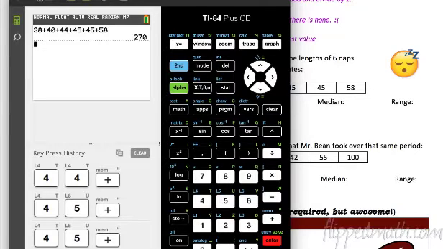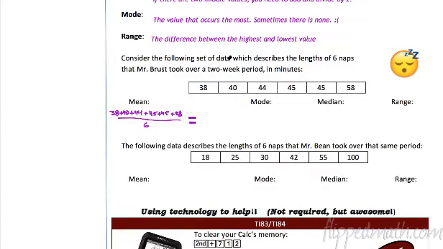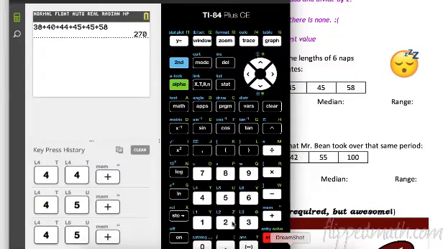But here's our calculator. I'm going to add them all together, and I hit enter, and it's 270. And I need to divide by 6 because there's 6 numbers there. But again, this is review for you. So I take that 270, and we divide by 6. And it's going to tell me the mean of 45. Well, that's all fine and dandy. But some things I wanted to show you that you can't do.